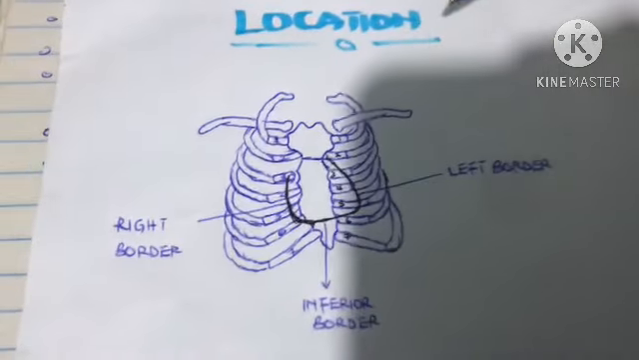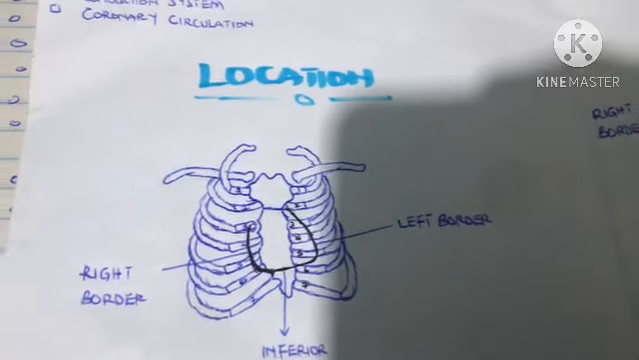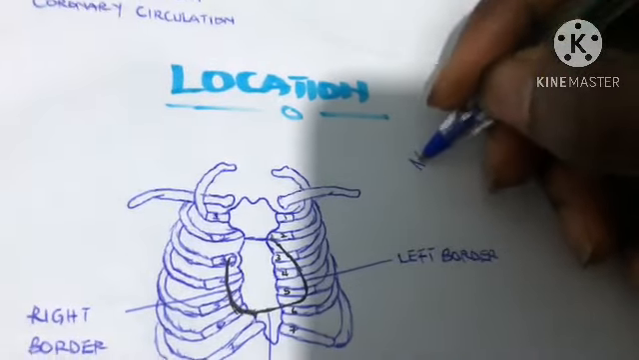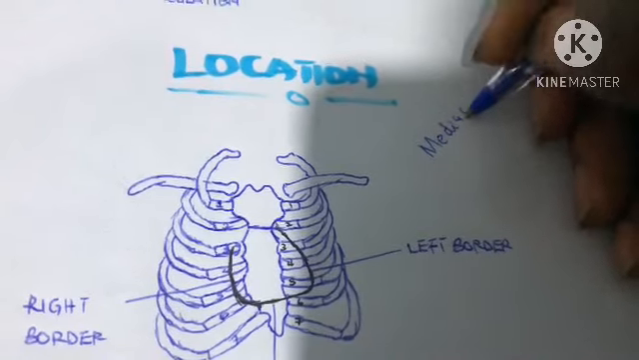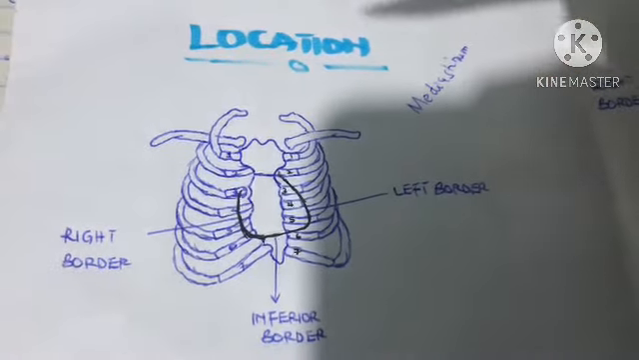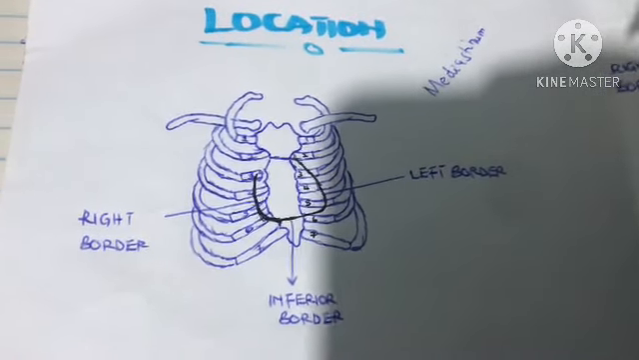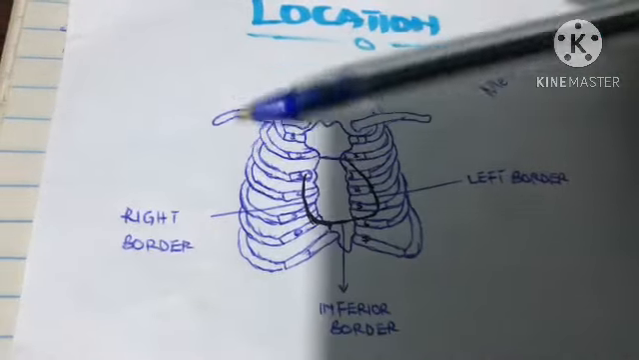Now let's look at the location of the heart. The heart is actually situated at the mediastinum. Let me write it here, mediastinum, which is actually the middle part of the thoracic cavity. But let's go into more detail. But before that, let's look at this structure here.